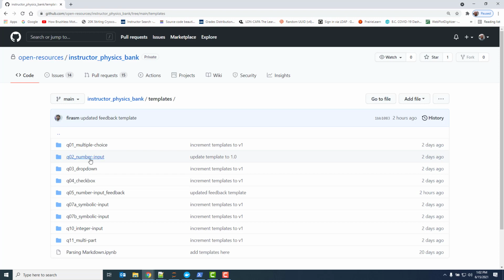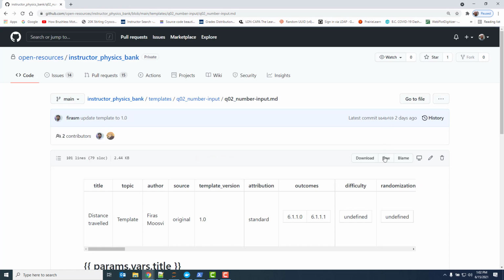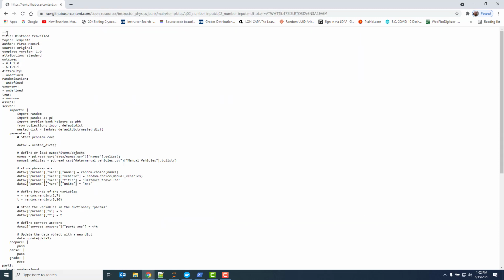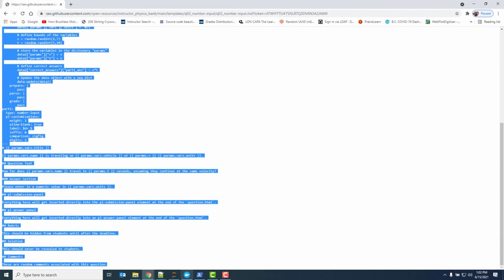One of them is number input, and the problem that we worked on last time, I think it was chapter 12, problem 55 from volume 2 of the OpenStax book. That was one that would require a number input, a numerical input. So let's go ahead and look in there. There's an MD file, and we'll take a look at it. And I'm just going to go ahead and copy everything that's in there.